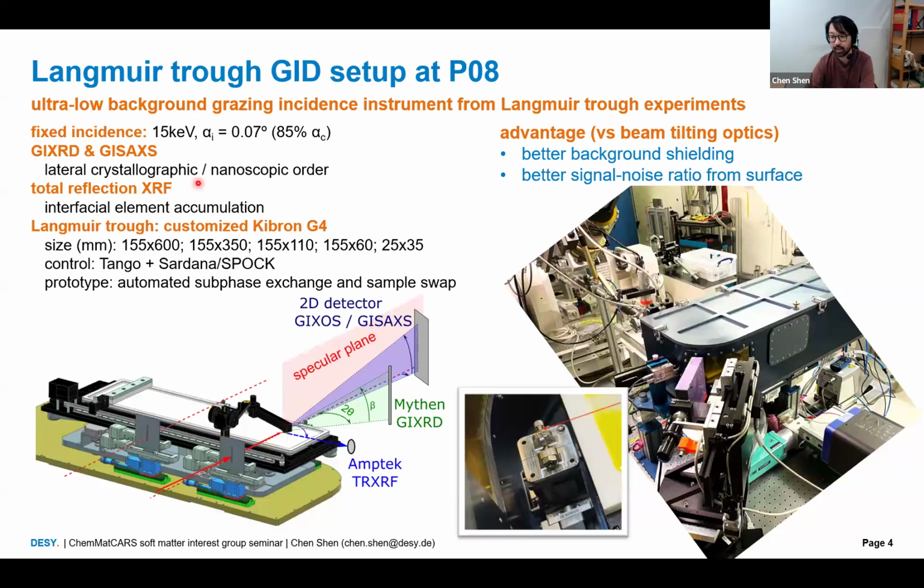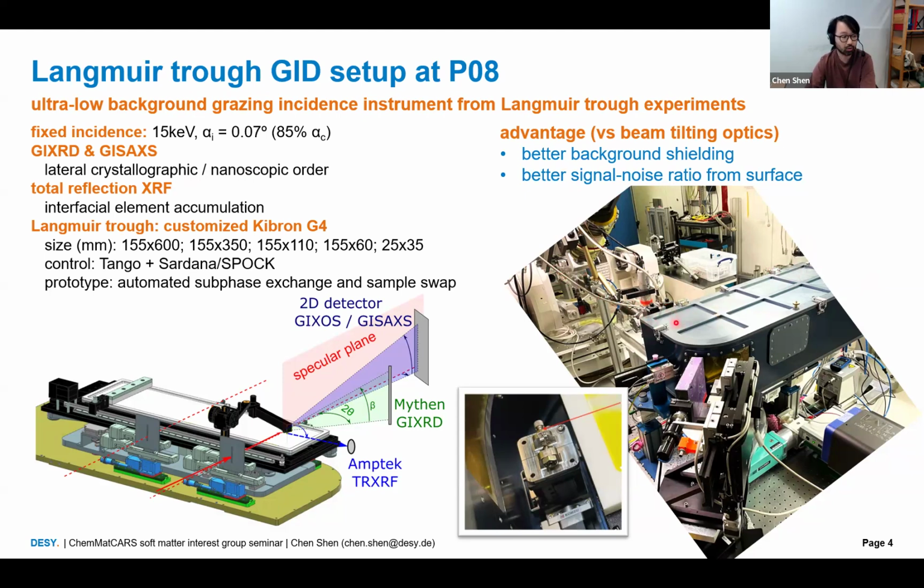Because the incident angle is fixed, we can put the beam transport line into vacuum, using a mirror to bend down the beam and letting everything pass through the vacuum tube until the trough. So here you see the enclosure of our Langmuir trough, and the beam is transported in this vacuum line.